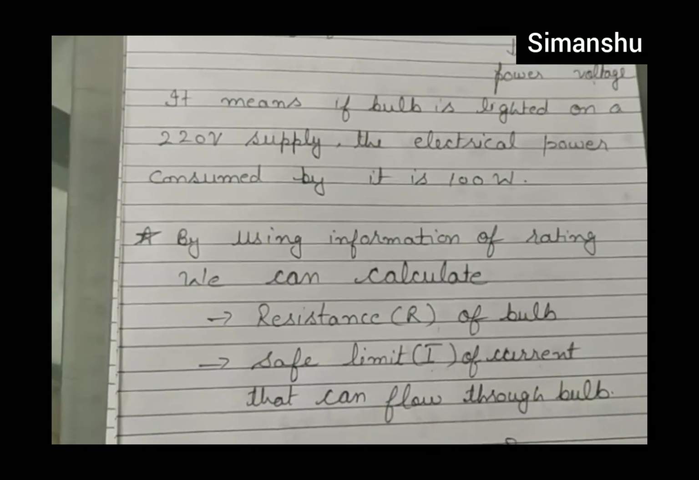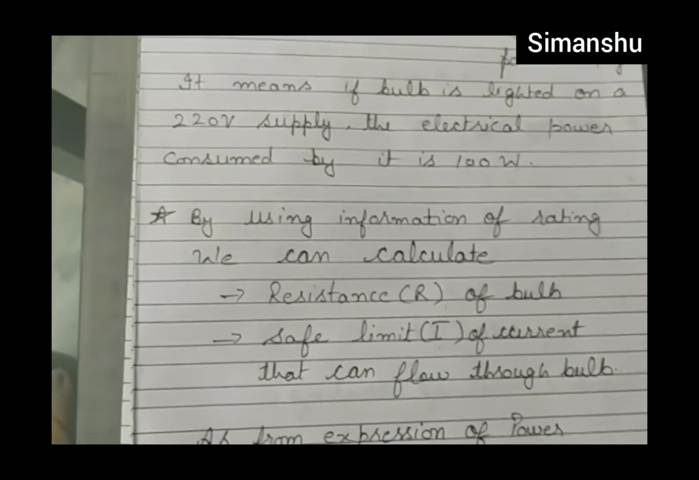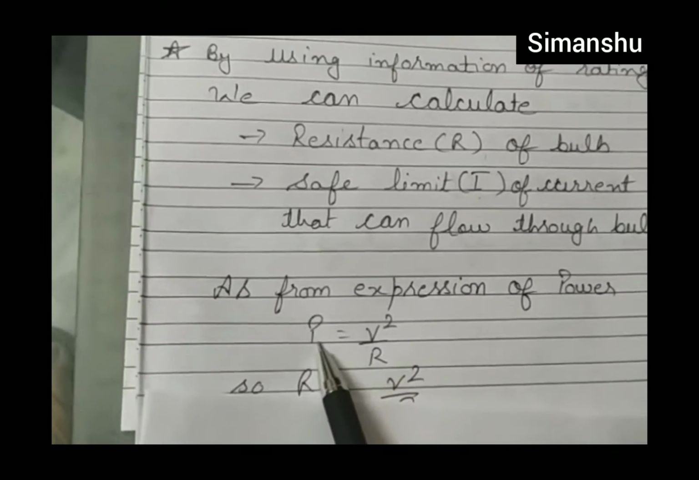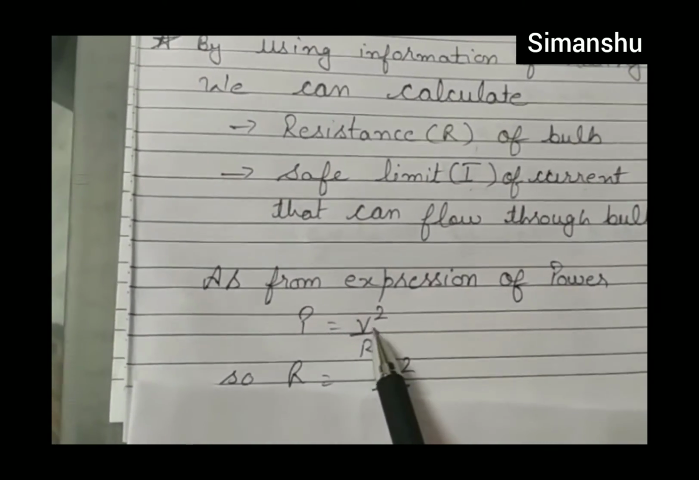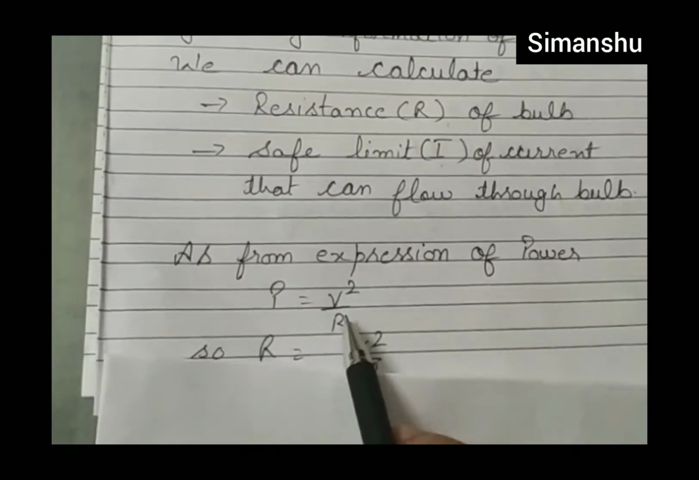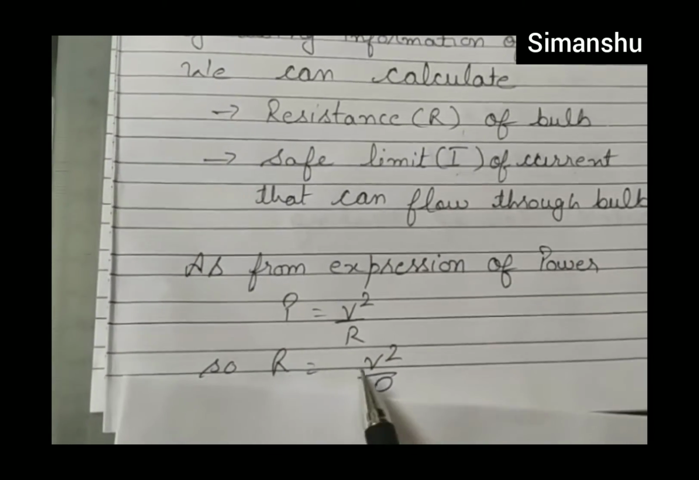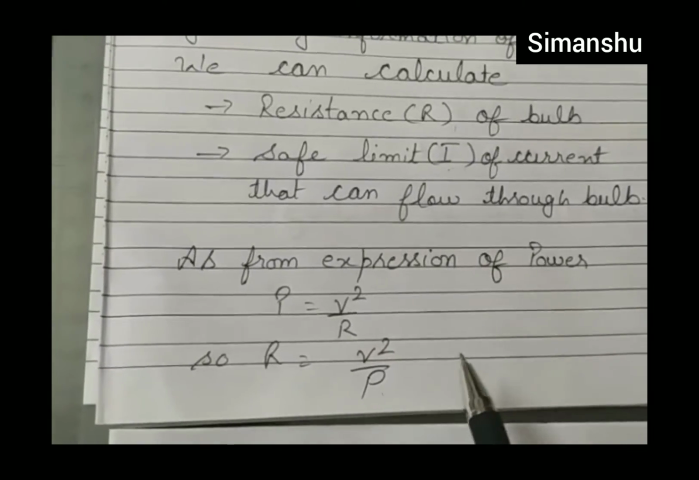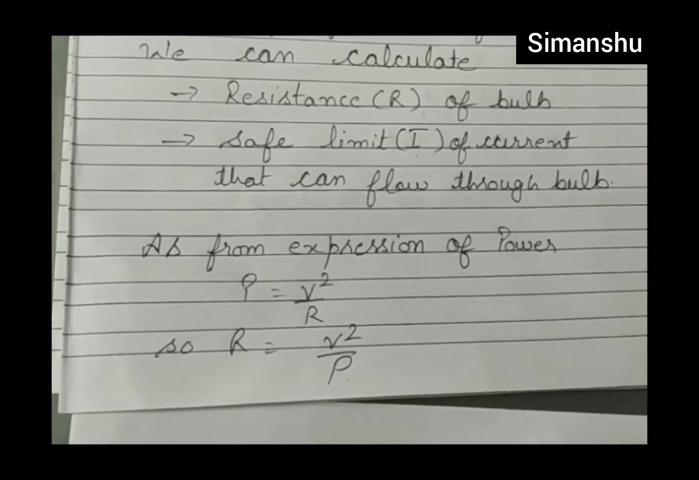So first of all, as we said, we can calculate resistance. How? From the power rating we got power and voltage. So by using the formula P is equal to V square upon R, we can calculate R, that is R is equal to V square upon P. Okay, so this is the way to calculate the resistance of the device.